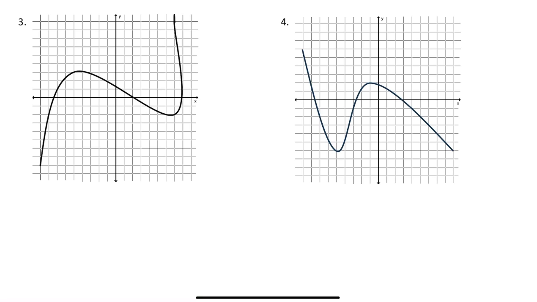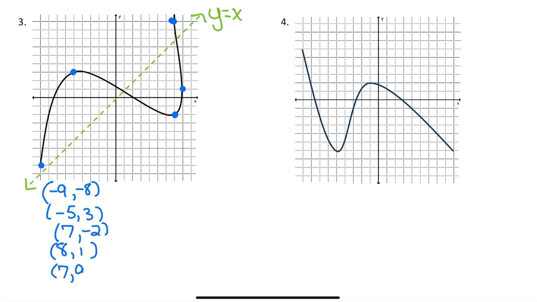So we'll draw our reflection line for y equals x, and then we'll find as many points as we can. I would say on the test you're going to want to do a minimum of 4 points to make sure that you get a really good line. We'll start off with the point at (-9, -8). Then we have (-5, 3). One at (7, -2). One at (8, 1). And then back at (7, 9). And then we can find the inverse of each of those by switching x and y.